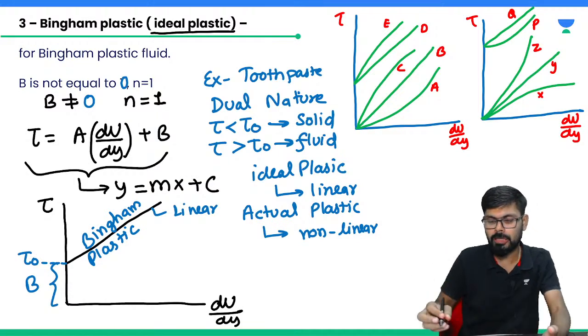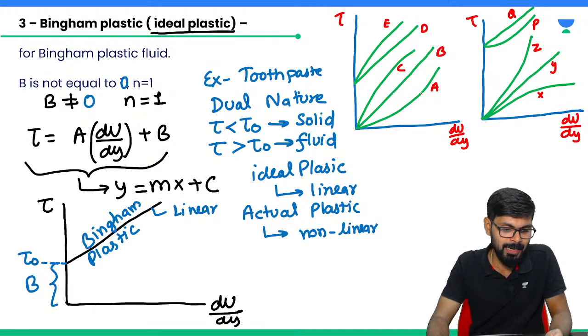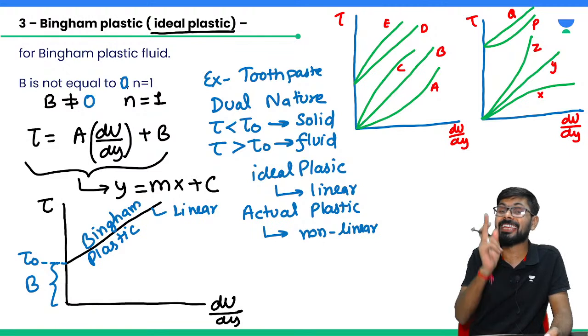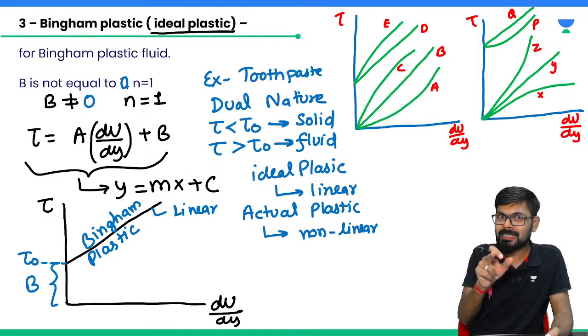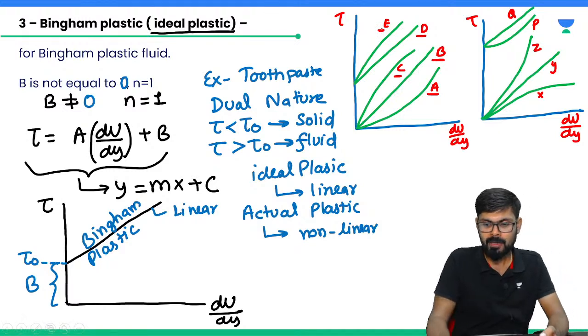Okay, now I am going to tell you. Here A is what? A is dilatant. Why is A dilatant, beta? Because slope is increasing. Slope is increasing means mu apparent is increasing. So A is dilatant. B is Newtonian. C is pseudoplastic. D is Bingham plastic or ideal plastic. This is actual plastic. Clear hai?